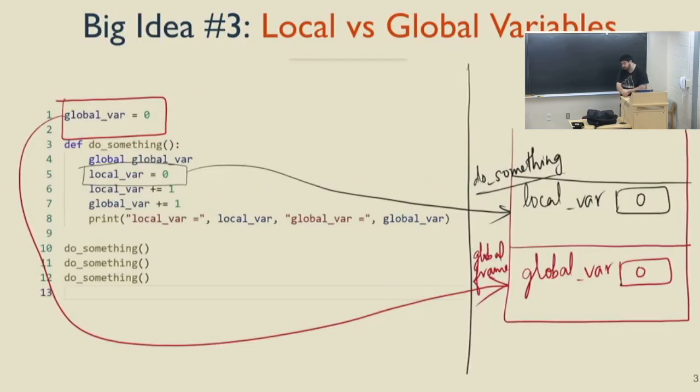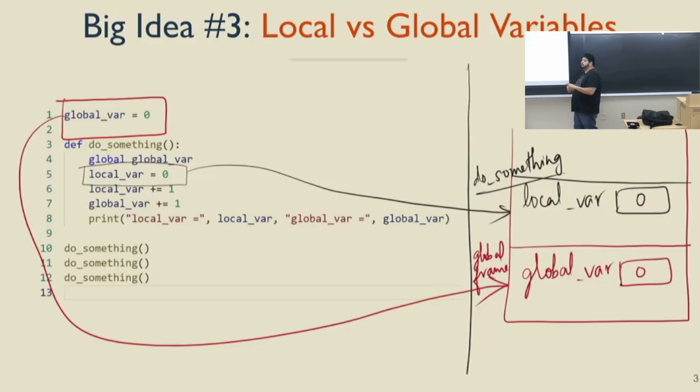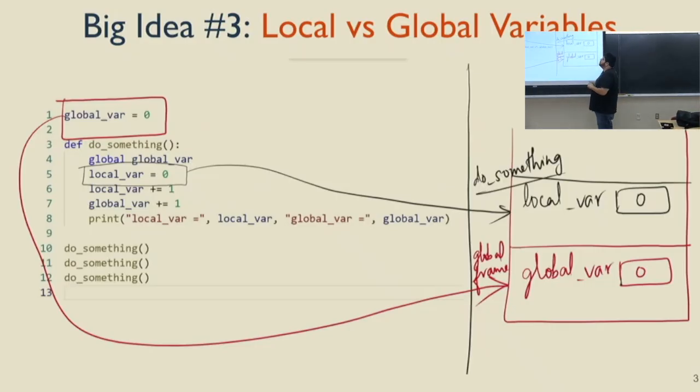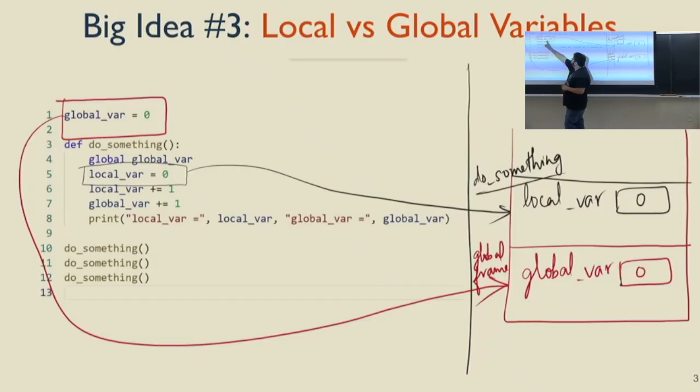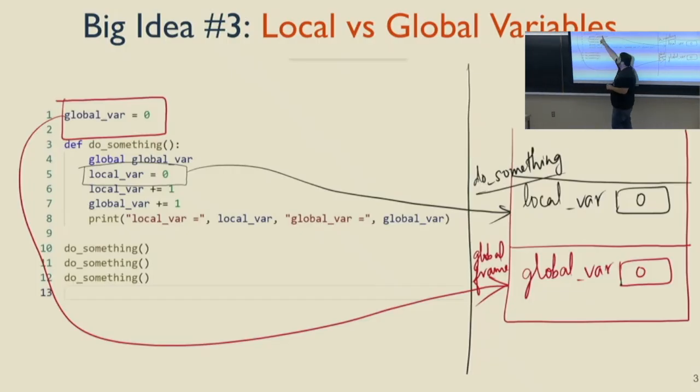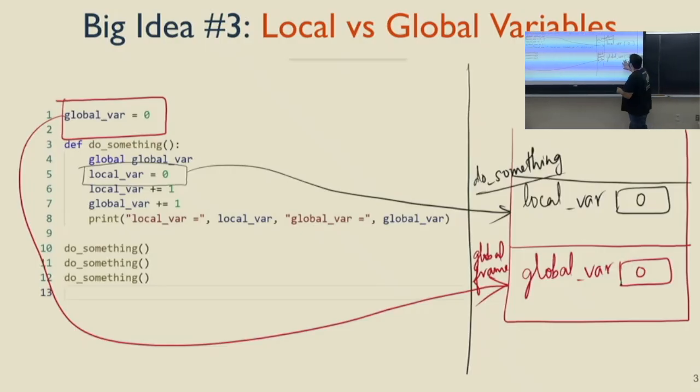All right. So yesterday we were talking a lot about these frames, right? We're talking about the local frame. So local frame is basically the frame for any function. So the do something frame, that is a local frame. Any frame that's not the global frame, those are all local frames, okay?